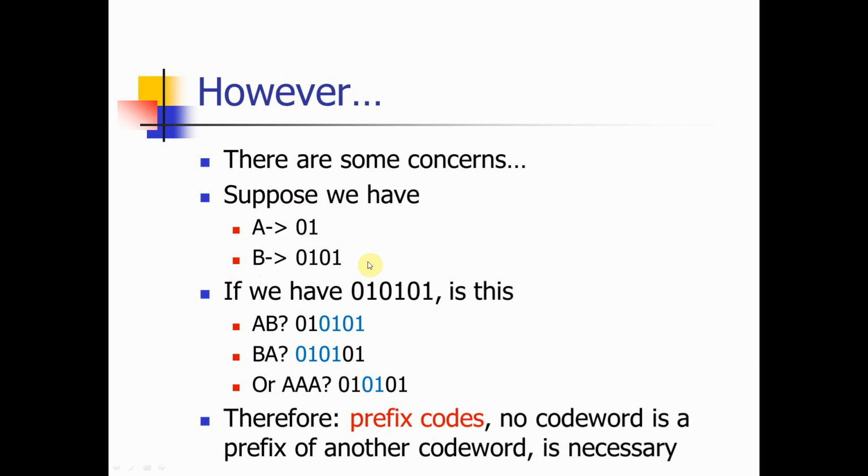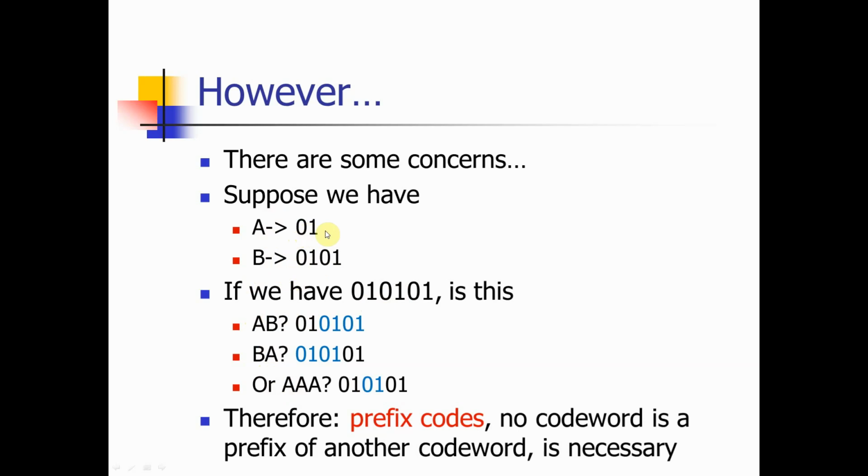In fact, it's not true, because say I have received a magic encoded message 010101, now I get confused, because this can be decoded as 01, which is A, and then 0101, which is B. Or this is BA, which can be decoded in the same way, or it's even AAA, because there's no way that I can distinguish this one from the other one. And therefore, why does this encoding not work? Because the code word for A is actually a prefix of B.